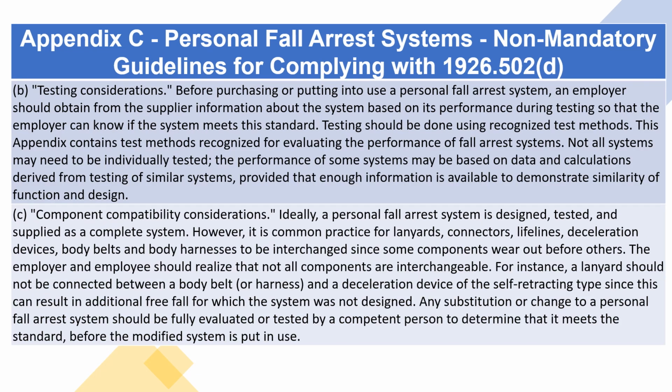B. Testing considerations. Before purchasing or putting into use a personal fall arrest system, an employer should obtain from the supplier information about the system based on its performance during testing so that the employer can know if the system meets this standard. Testing should be done using recognized test methods. This appendix contains test methods recognized for evaluating the performance of fall arrest systems. Not all systems may need to be individually tested; the performance of some systems may be based on data and calculations derived from testing of similar systems, provided that enough information is available to demonstrate similarity of function and design.